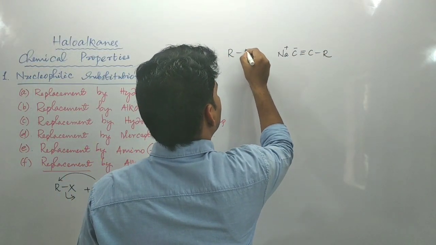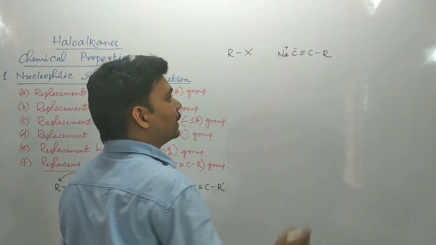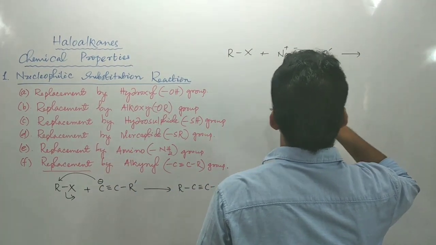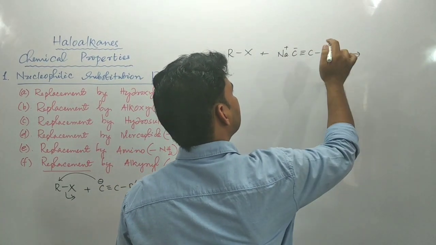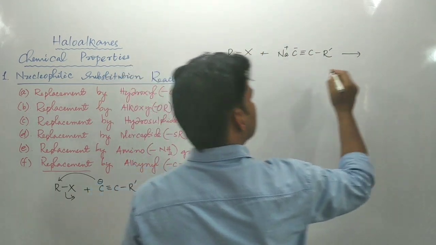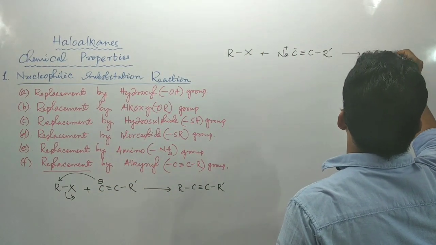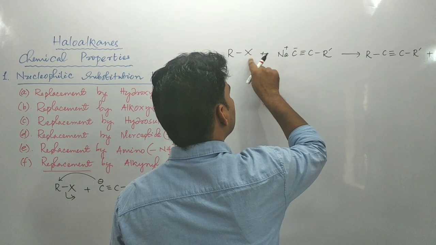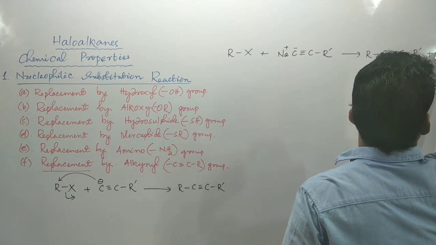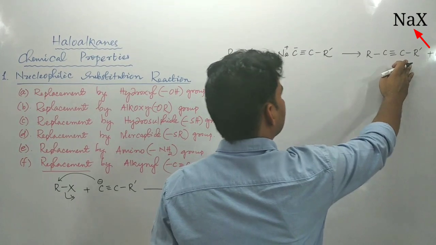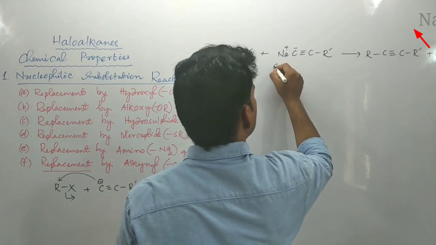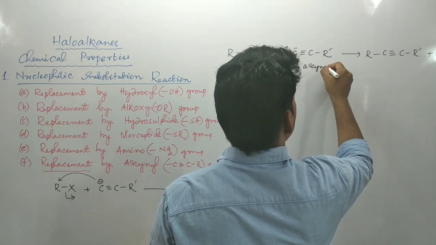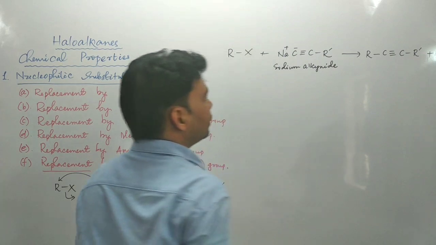When sodium alkynate is taken with one alkyl halide, as a result of their reaction, this is your nucleophile. This nucleophile will attack this carbon such that our product would be R-C≡C-R', plus this Na+ and the leaving group X- will form NaX. This is our higher alkyne. This is sodium alkynate.